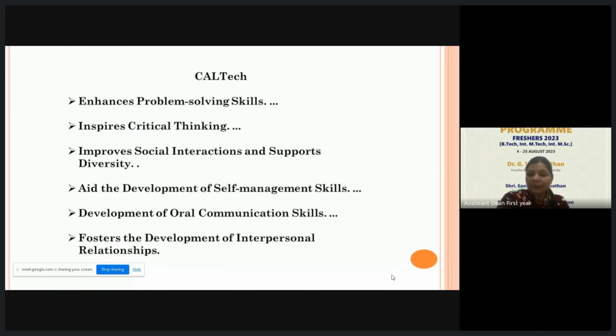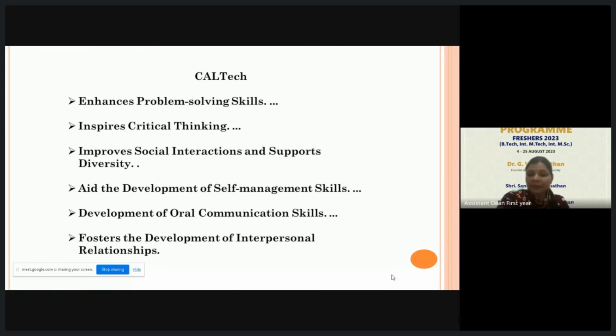Along with all these things, it fosters the development of interpersonal relationships. You are working among peer group, you are working in team. So the interpersonal relationships, how you have to perform among your team, how you have to work with the team, with the other people who are different from you. That is what you are doing, and hence it is enhancing the interpersonal relationships.